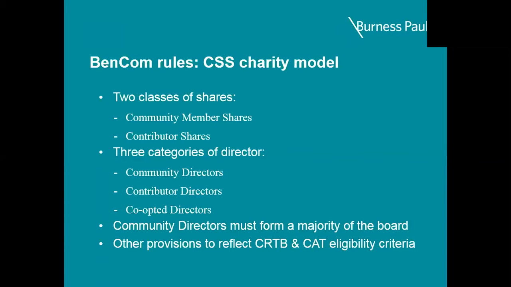Community directors, certainly in terms of the way we structured it within the CSS model, must form a majority of the board. And there's a range of other provisions there that reflects community right to buy and community asset transfer eligibility criteria. So here we've got a set of BENCOM rules which allows those of limited means within the community to participate in much the way they would participate in a company limited by guarantee type development trust or a SCIO development trust, but at the same time allows people to invest, and at the same time is eligible for CRTB and CAT, which is hopefully quite helpful and quite a flexible model for a development trust if you wanted to build in the idea of a community share issue. It would also work for a kind of standalone single community project if you felt those features were relevant and helpful.